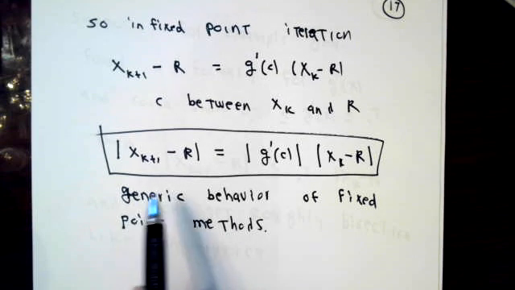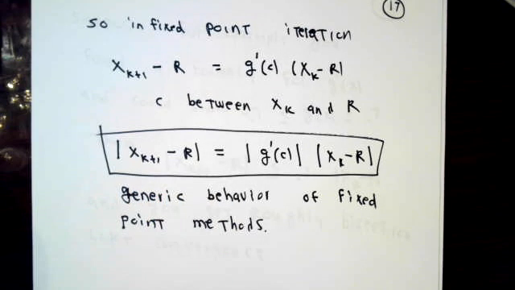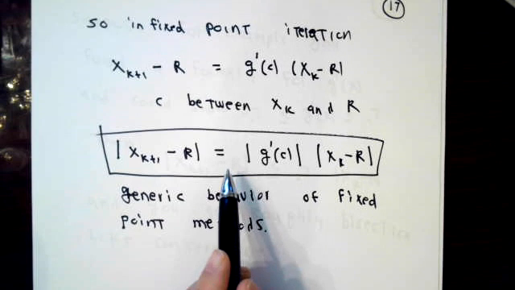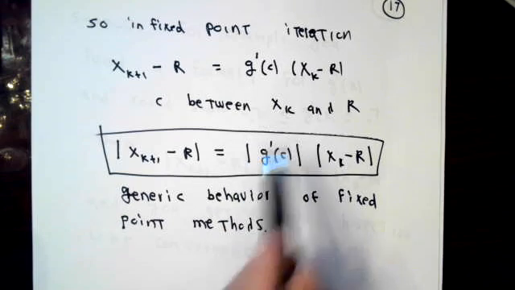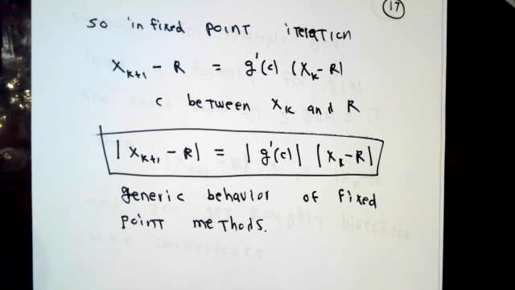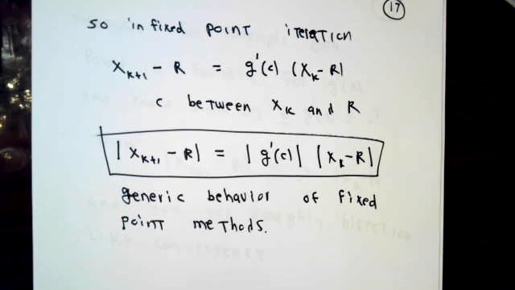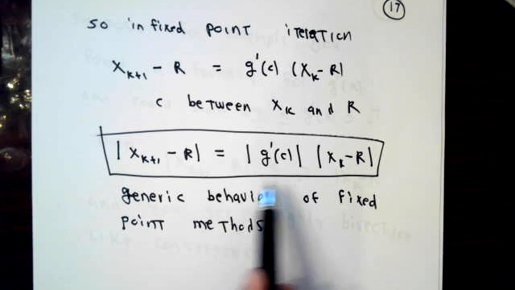So the absolute value of x_{k+1} minus R, which is a measure of how different x_{k+1} is from the answer that we want, is exactly equal to how different estimate number k was, times the absolute value of g prime at c. The convergence or divergence of the fixed point iteration is going to be controlled by how g prime acts.